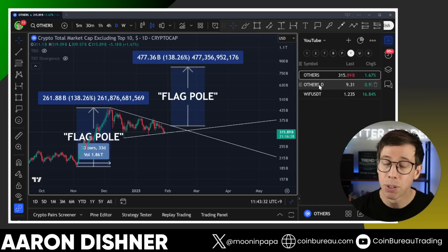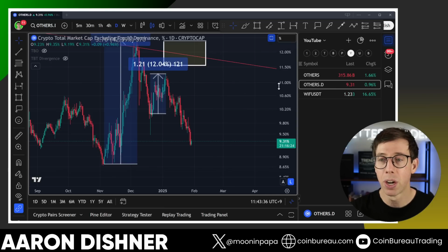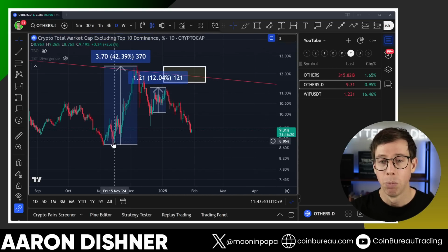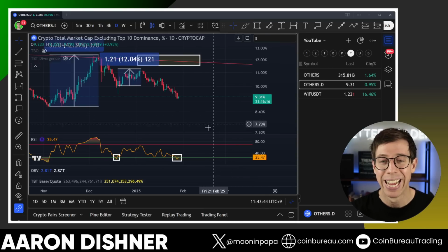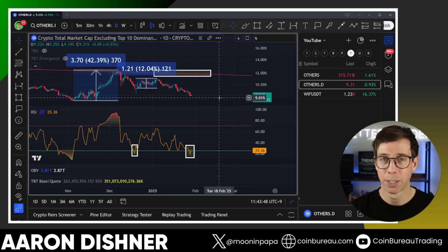Now, there's something else that's really bullish, and that is the others dominance chart. It is admittedly heavily oversold. But what are these growth lines right here? What's this 42%? What's this 12%? This has to do with something that I call an RSI reset.